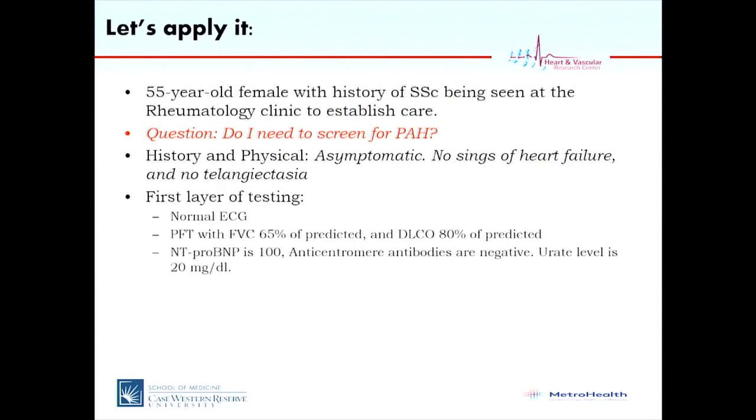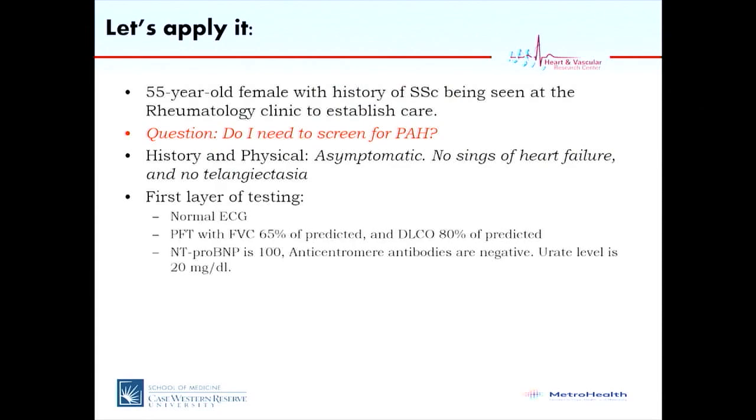This is a 55-year-old female who comes to establish care with you. She has a history of systemic sclerosis diagnosed a few years earlier. And now the question you ask: do you need to screen her for pulmonary arterial hypertension? She's asymptomatic, she has no signs of heart failure, and on physical exam, she has no telangiectasia.